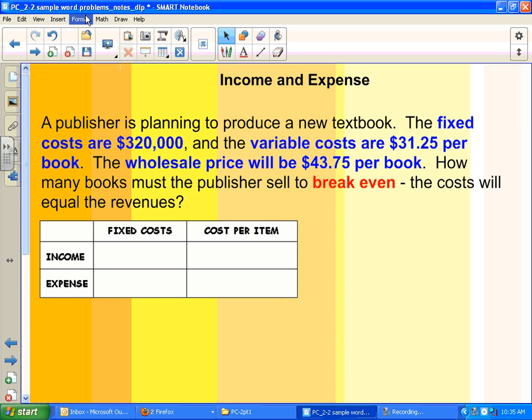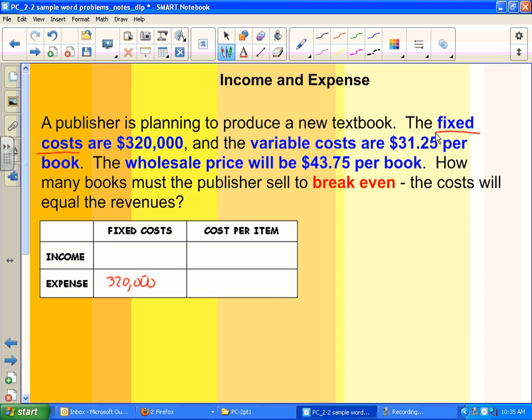All right, here we are. Okay, we've talked about what all these terms mean. A fixed cost is a one-time expense, and it is coming out of my pocket. So it is going to be an expense, and there it is, $320,000 as an expense fixed cost.